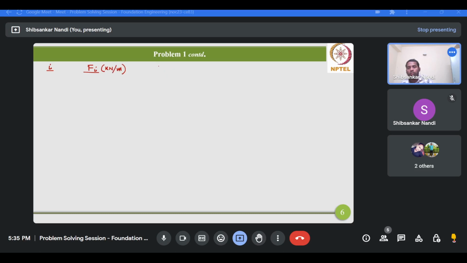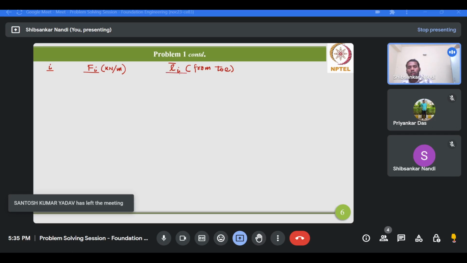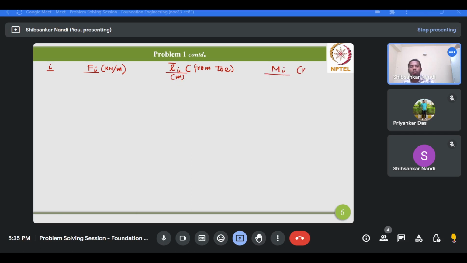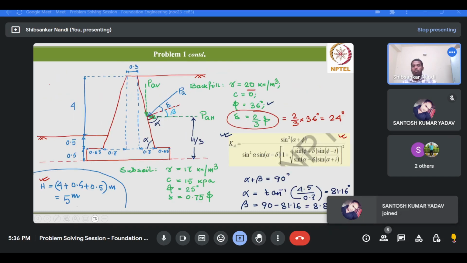And then this will be your lever arm. Suppose we denote the lever arm as L bar i from the toe, and this will be in meter, and here this will be kilonewton per meter.